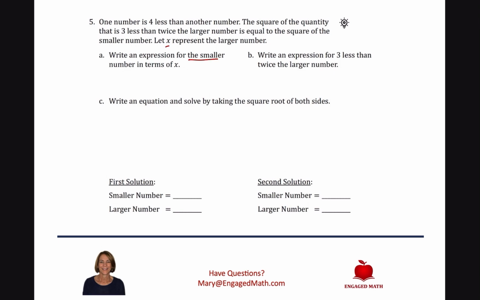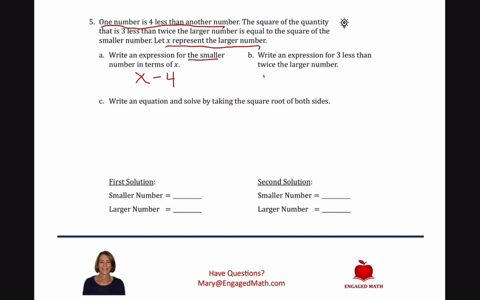So we are being asked to write an expression for the smaller number, and in this problem they tell us x is the larger number, and that the one number is 4 less than another number. So the expression for the smaller number must be the larger number minus 4.